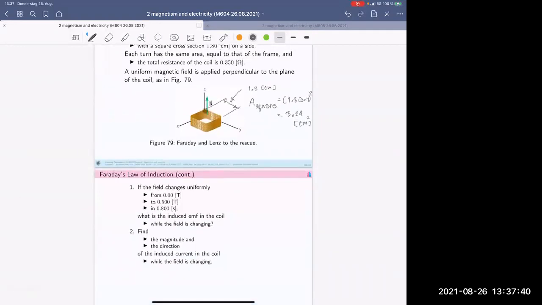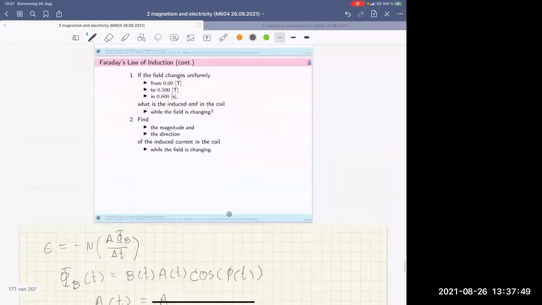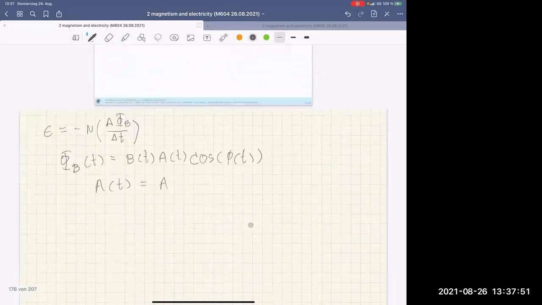Phi is the angle between the normal vector of this coil and the magnetic field, which is 0 all the time, right? This conductor doesn't rotate, doesn't move at all. The angle phi t will not depend on time. It's going to be phi, okay?